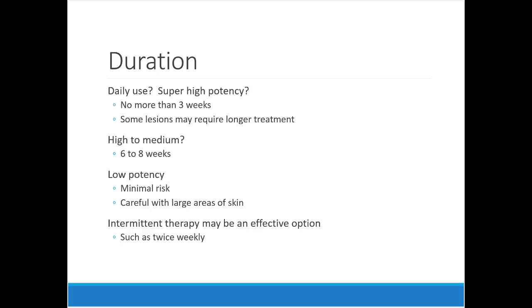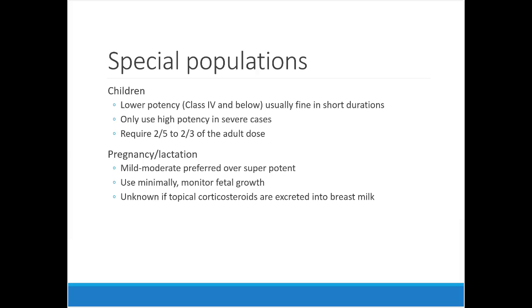And then some people might try intermittent therapy, which can be really effective. So like twice weekly super high potency steroid can give the skin some time to heal on its own while also treating the issue at hand too. And that works well for some patients. So definitely consider your options here. And again, children, not really talking about children here, but usually a lower dose, lower potency.